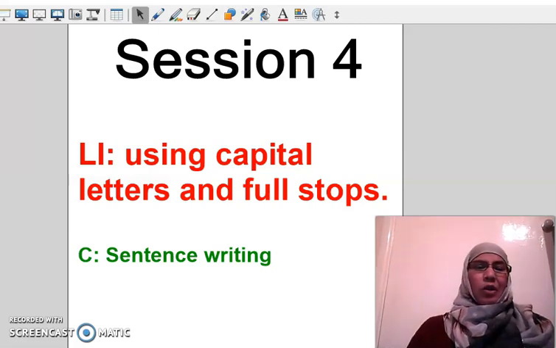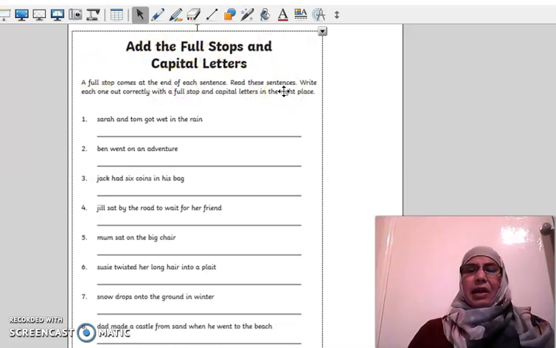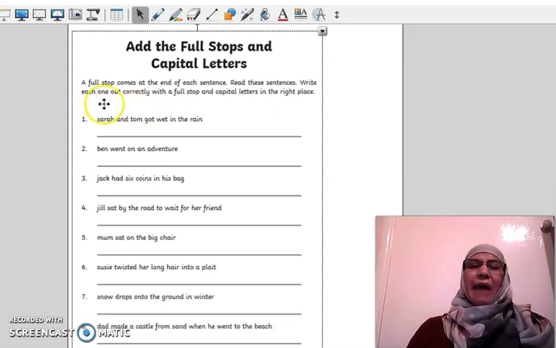Now if you look in your work packs, you should have a sheet like this with the title Add the full stops and capital letters. Let's just read through this sheet so that you know exactly what you have to do. A full stop comes at the end of each sentence. Read these sentences correctly with a full stop and a capital letter in the right place.